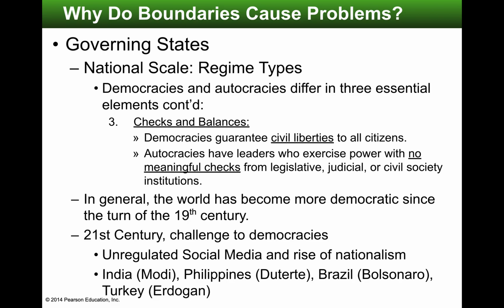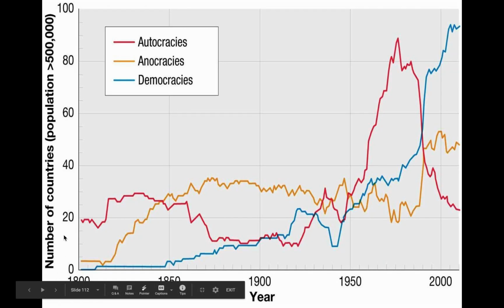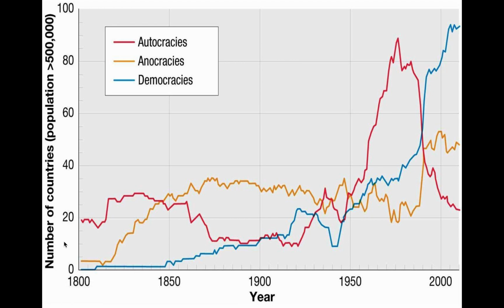In general, we see democratic growth in the 19th century. We see challenges in the 21st century. Challenges would be populism or nationalism because of unregulated social media. And it's led to the rise of some autocratic leaders in India, Philippines, Brazil, and Turkey. Here's a look at autocracies, anocracies, and democracies.